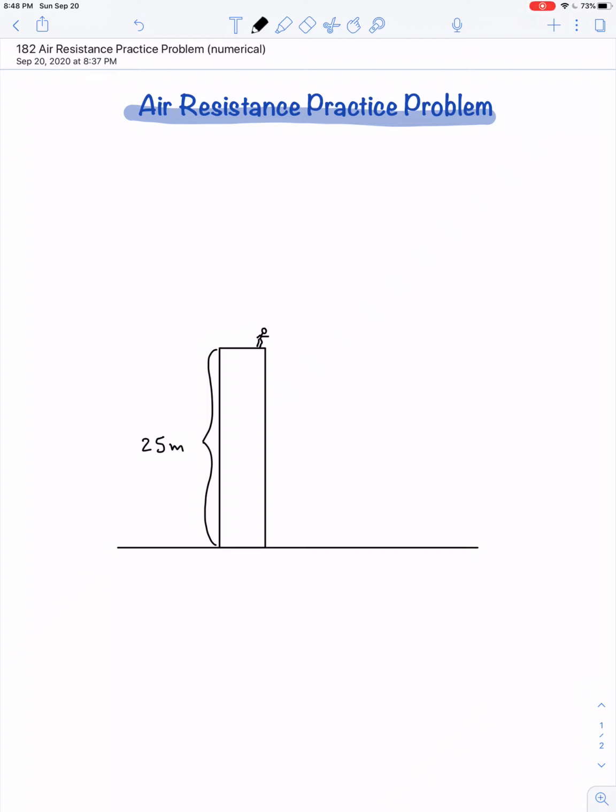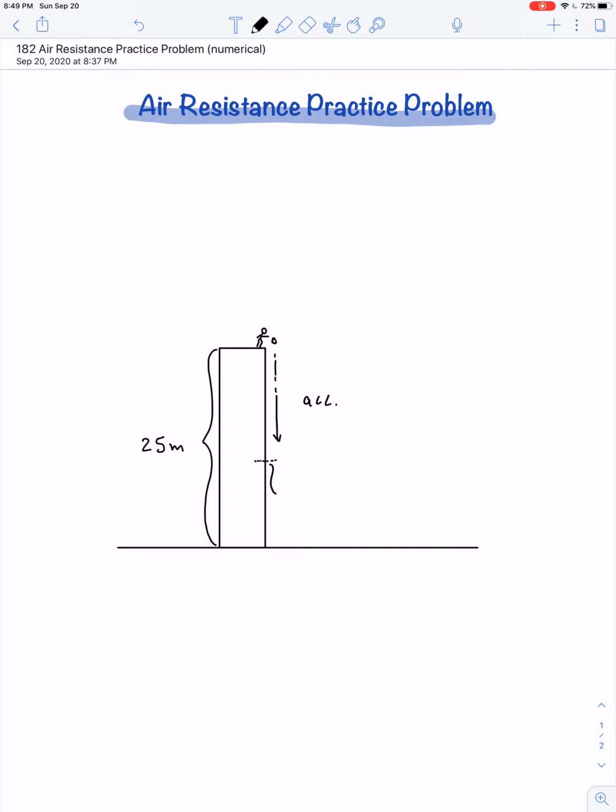So far, all the practice problems regarding air resistance have been algebraic. Let's do one that's more numerical. Let's say you're standing on the top of a 25-meter tall tower, and you take a piece of paper and crumple it up into a ball and you drop it from rest. So it accelerates for the first several meters and eventually, rather quickly probably, reaches its terminal velocity.